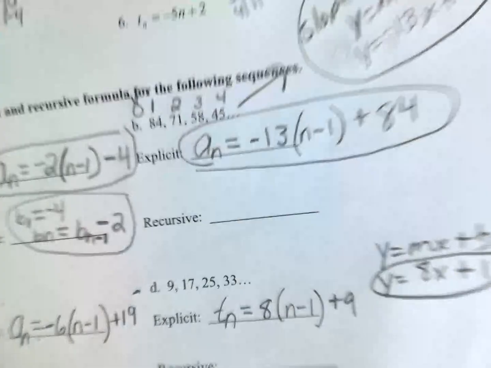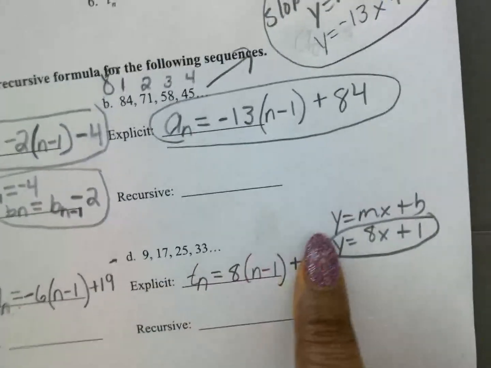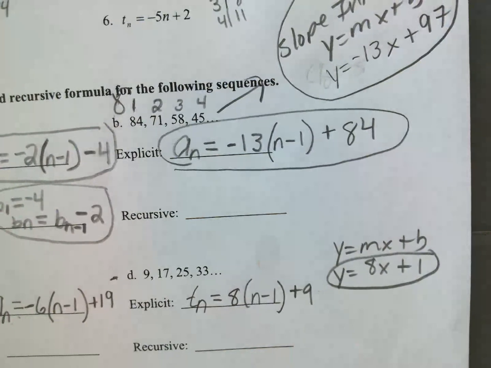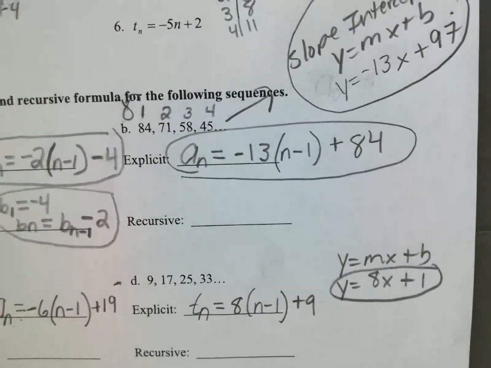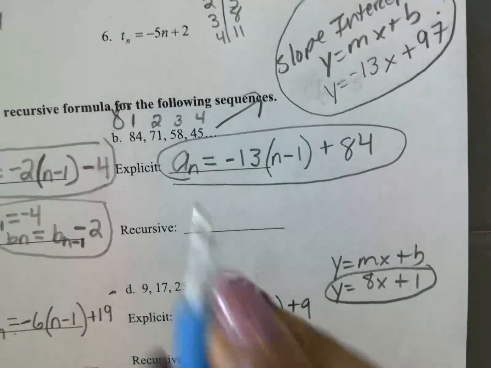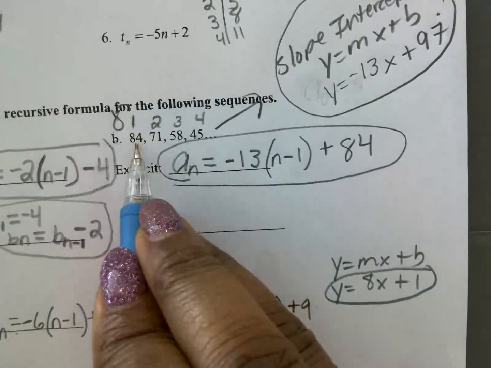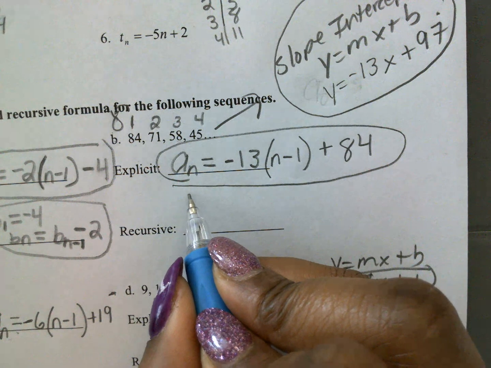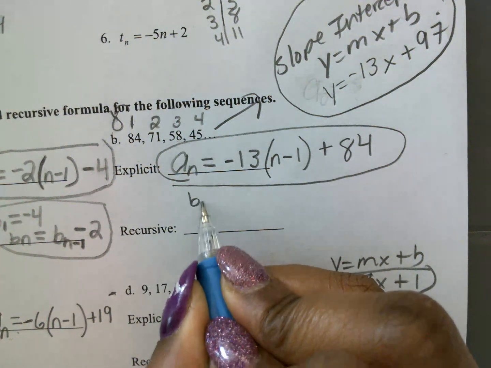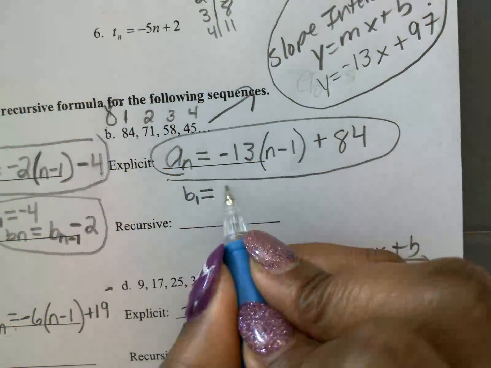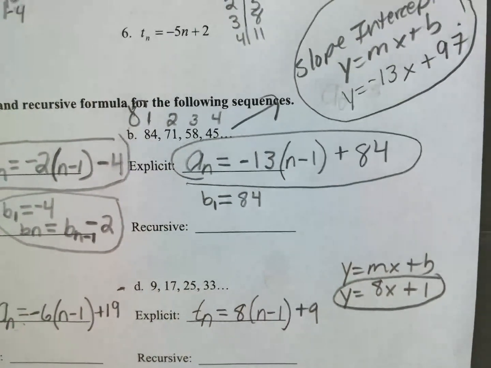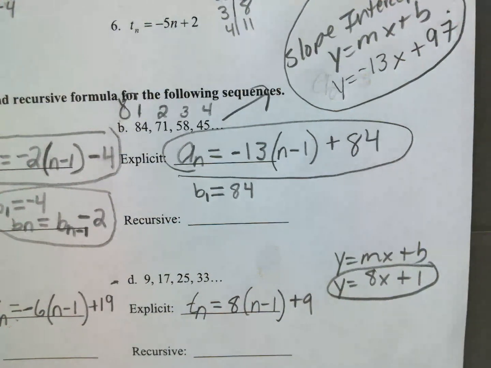All right, let's do recursive. Let's go down here and do recursive here. If you're doing recursive, you have to tell the person using the formula what number you started with. So the first number here is 84. We're going to say, give me a letter B. We can use B again. B sub 1 is equal to 84. Any questions about that?